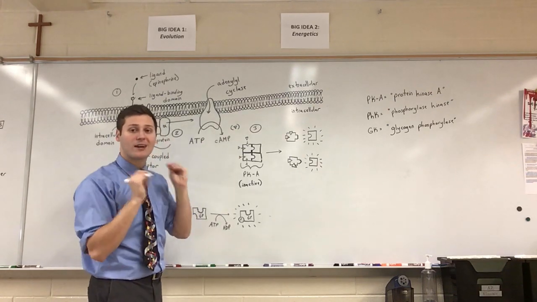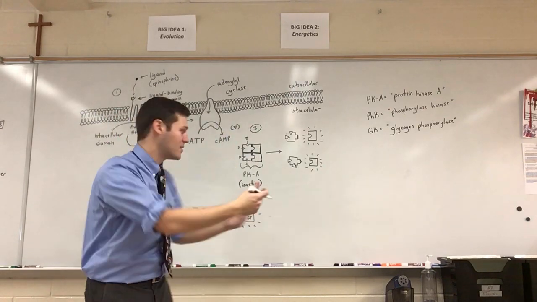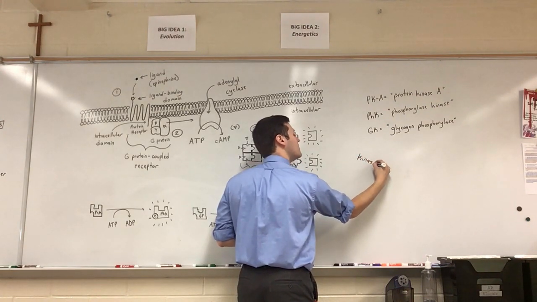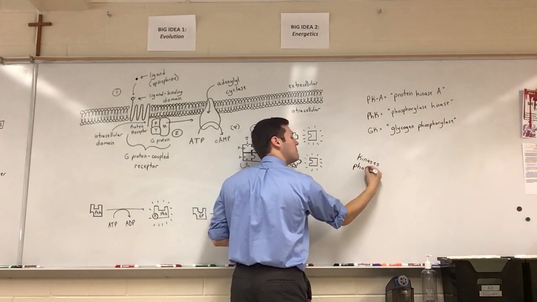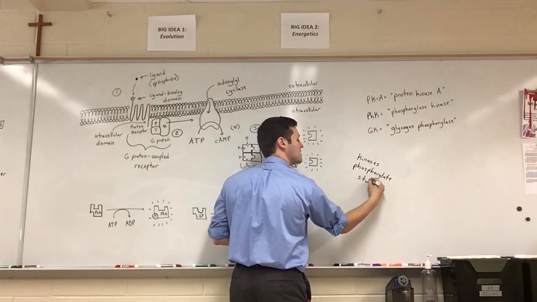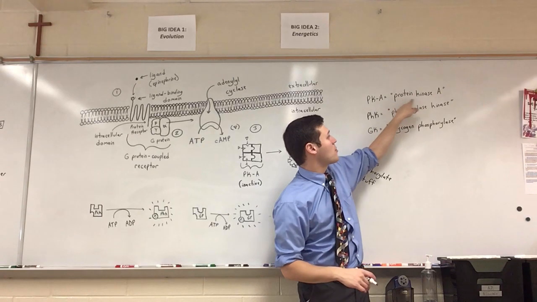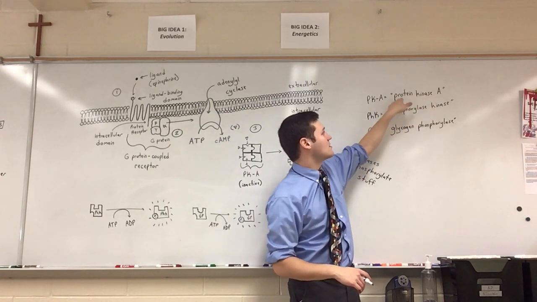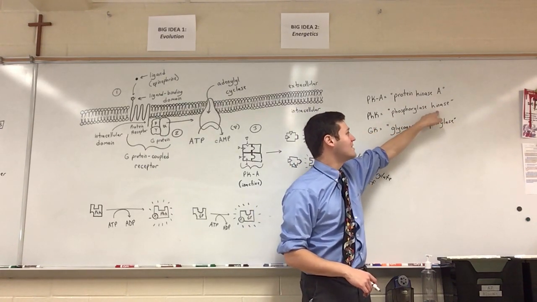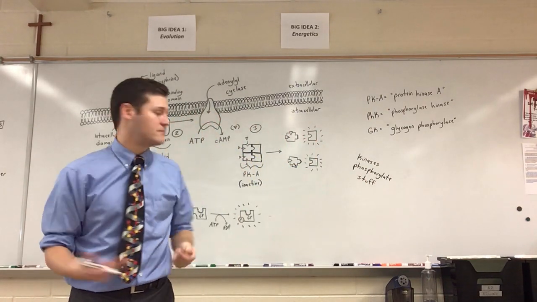One thing that you should note about kinases, they phosphorylate stuff, which means they add a phosphate group to something new. So I'll put over here, kinases phosphorylate stuff. So we have protein kinase A. So if it's a protein kinase, it phosphorylates some other protein. If it's a phosphorylase kinase, it's going to phosphorylate a phosphorylase enzyme. So if it's a kinase, it phosphorylates something.